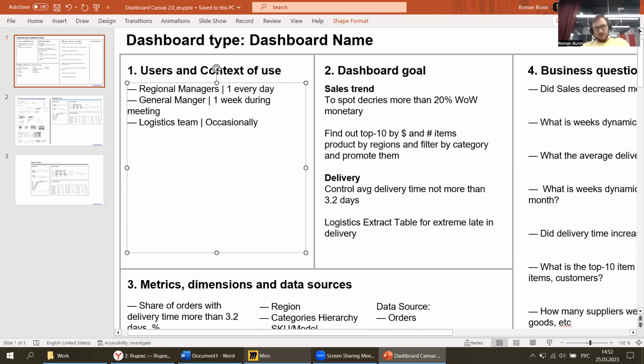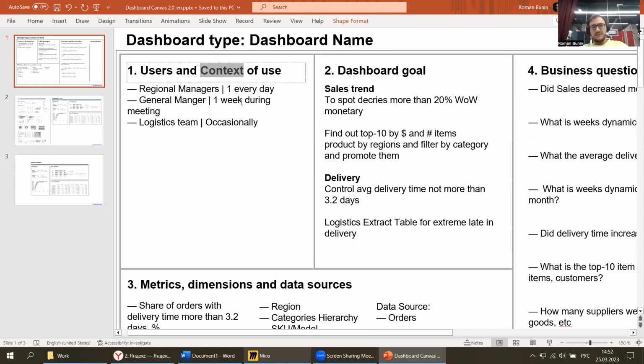Yeah, I mentioned it in the context. Let's consider for now that it's just Tableau, or Data Lens, and it's just a desktop web. They're using it on desktop in a web view.